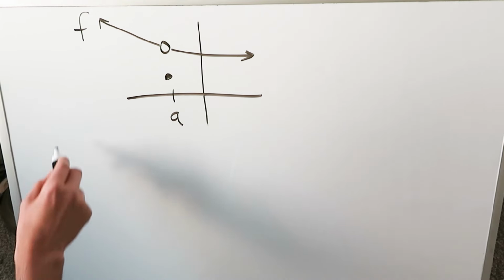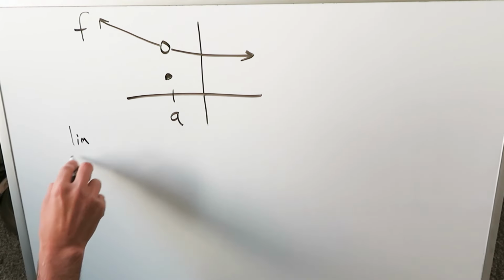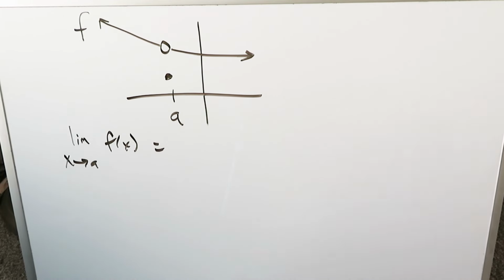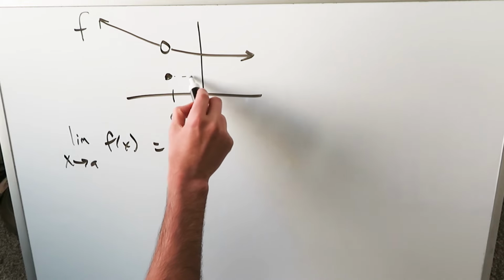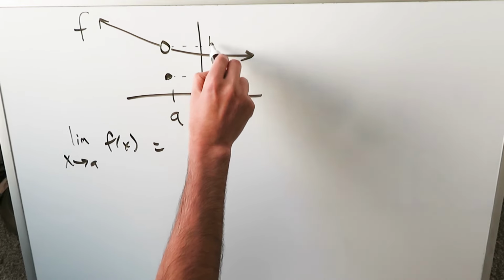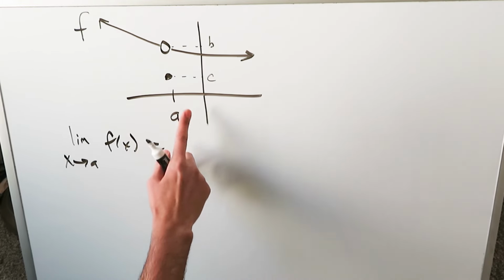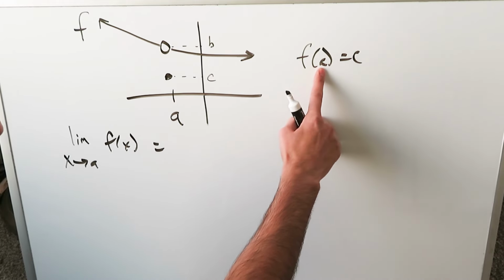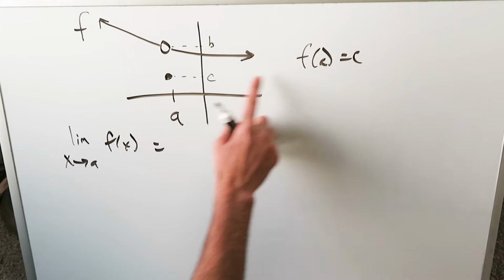What we have represented over here in terms of a limit is something like this. Limit as x approaches a, this function right here has a certain output. What would that be? Let's give some arbitrary values. This value here is b, this value here is c. What we do know here is that f of a is equal to c. The function is defined for the value a and the output is c.